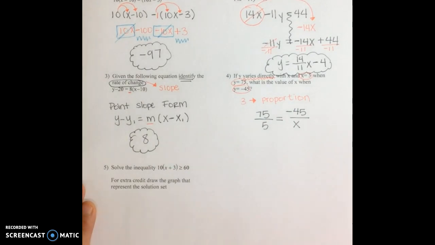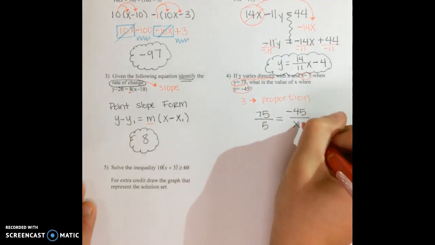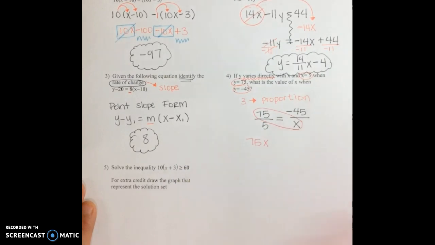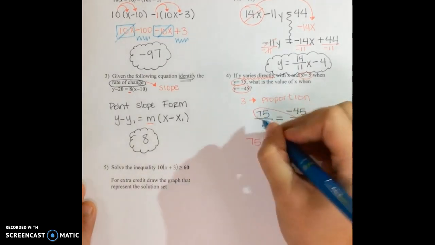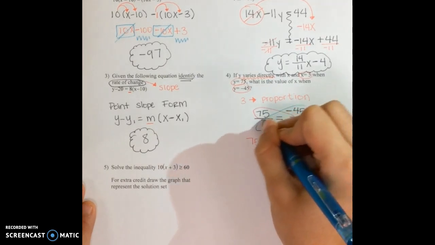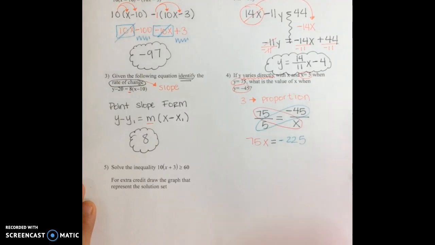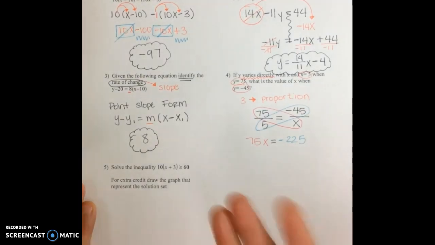So we're going to first cross multiply. 75 times x, I get 75x, equals negative 45 times 5, and that is negative 225. At this point, yes, if you had your calculator, you can do y1, y2, but it's a simple one-step equation.